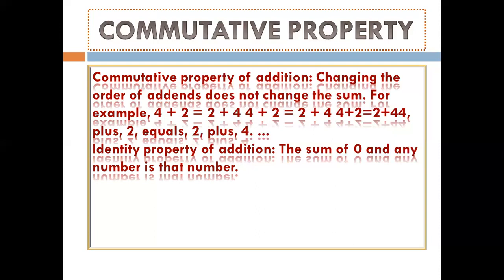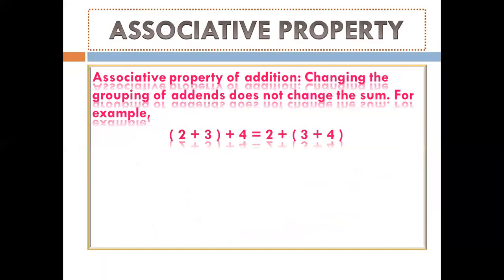But when you add 4 plus 2, it will be 6, and 2 plus 4 is also 6. The answer is the same for the right hand side and the left hand side. There is no change in answer, only we change the places of the numbers. The next property is associative property.